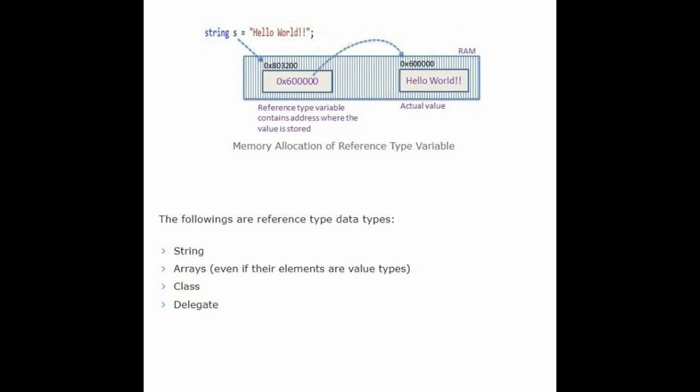Reference types contain a reference to whatever we are trying to store. Reference types are stored on the heap. So there's two different types of memory. One is called a stack, one is called a heap. And reference type variables are invariably stored on the heap. Reference types include strings, arrays, classes, and delegates. Don't worry too much about delegates. In this beginner's tutorial we won't be looking at those.